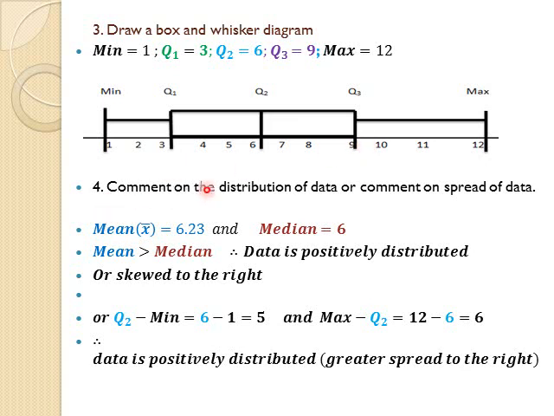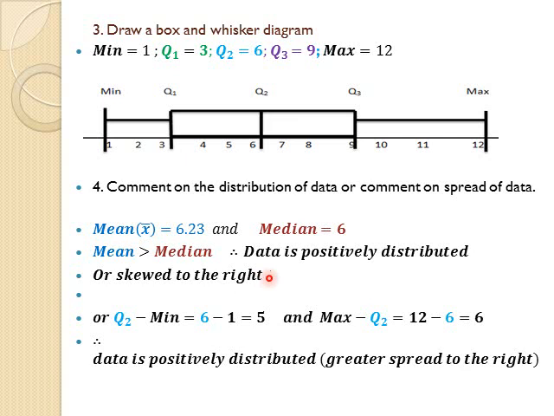Right, number 4, comment on the distribution of data or the spread of data. So my mean was 6.23 and my median is 6. So as you can see, my mean is bigger than my median. If that's the case, we say the data is positively distributed or skewed to the right.